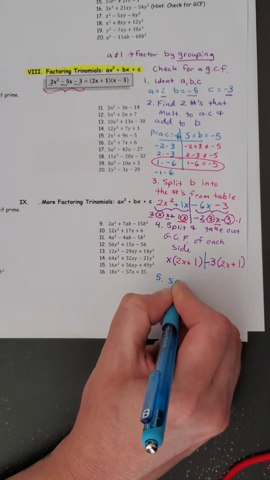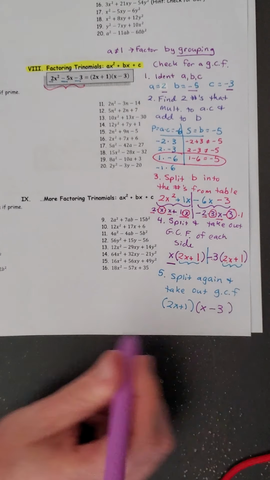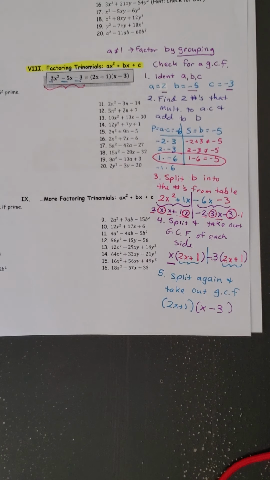So the GCF here between these two, they both have a 2x plus 1. So that's going to come out, 2x plus 1. And then in this term, what's left over is an x. So to get this term back, I'd need an x. And in this term, what's left over is a minus 3. So to get this term back, I'd need a minus 3. And now the last step is to check it.